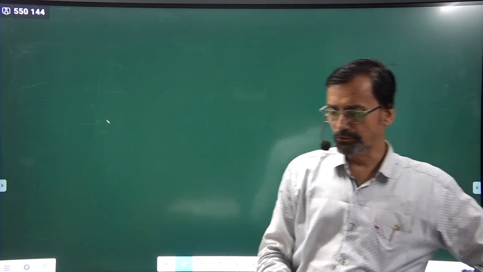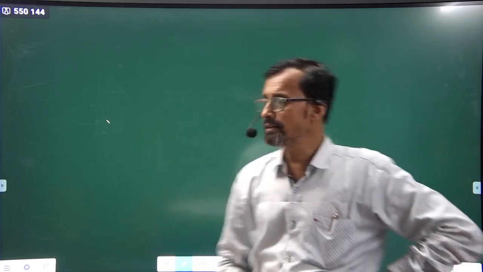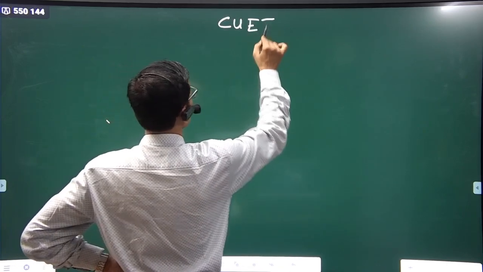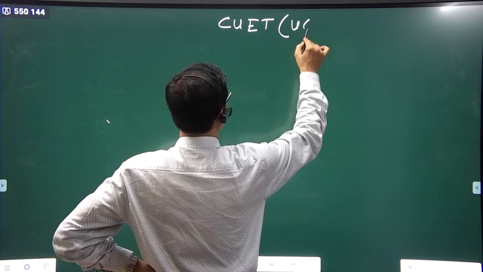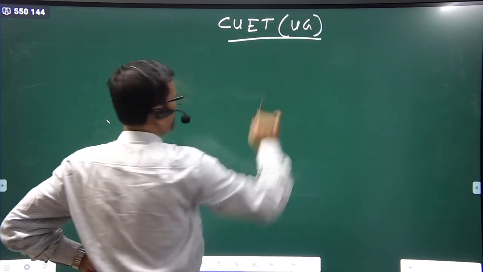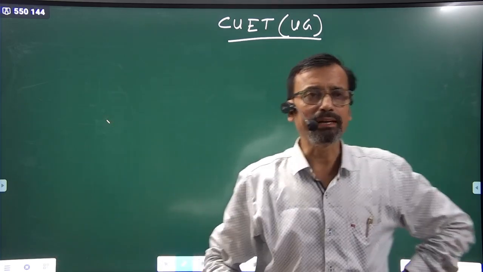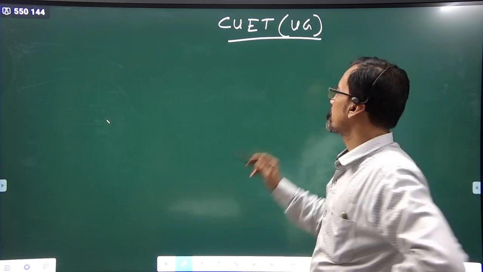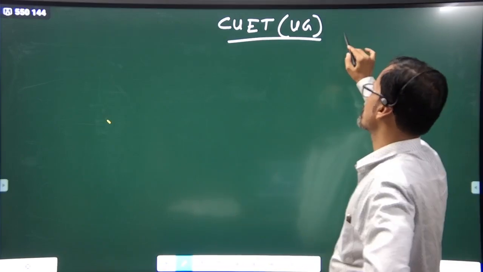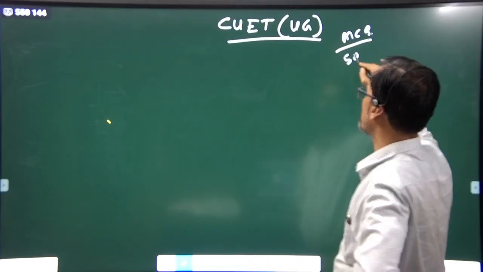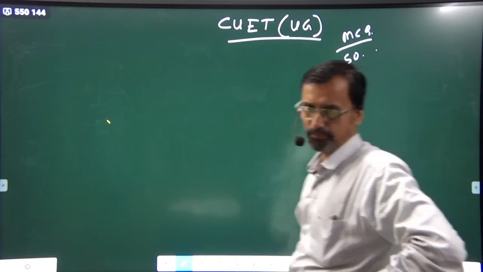Okay, good afternoon students. Today I will discuss the syllabus for CUET undergraduate. CUET for undergraduate. Basically, the design or pattern of the questions is MCQ, and 50 questions are given there.